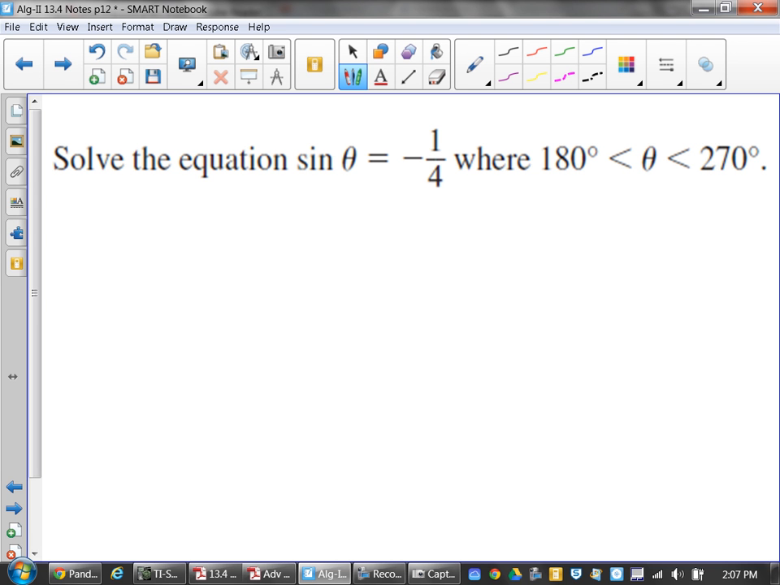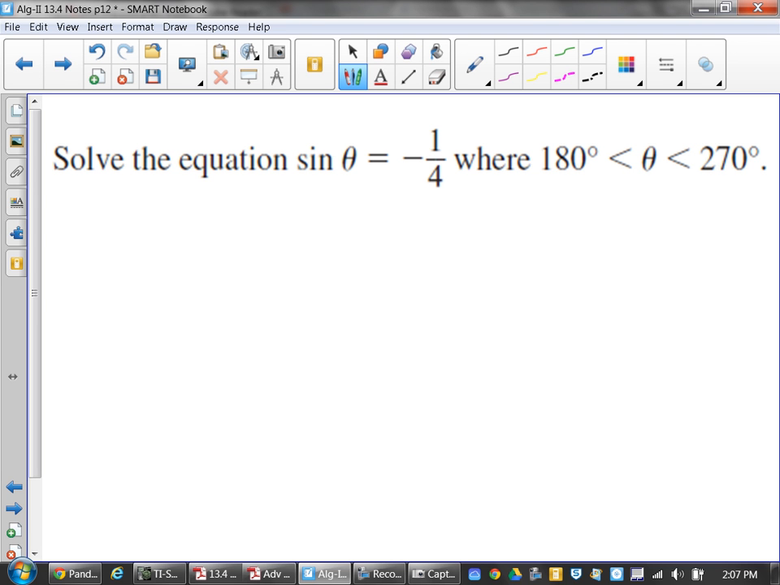Solve the equation of sine value. What theta value has a sine of negative 1/4? Now, here's where it gets to be a little bit easier for you, because these will not be built off of your triangles. These are going to be built out of your calculator.